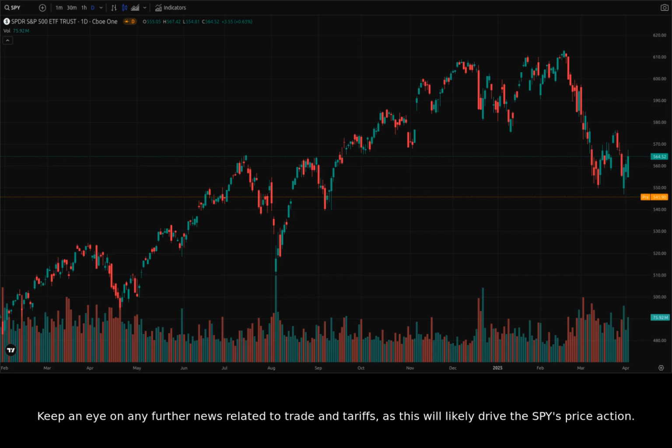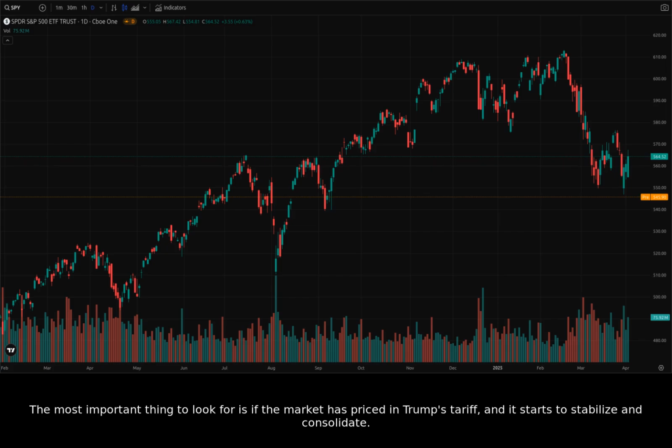Keep an eye on any further news related to trade and tariffs, as this will likely drive the SPY's price action. The most important thing to look for is if the market has priced in Trump's tariff, and it starts to stabilize and consolidate.